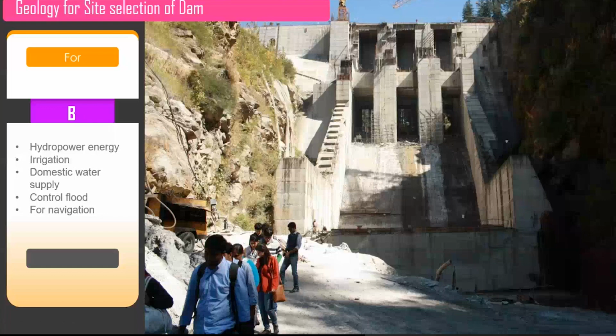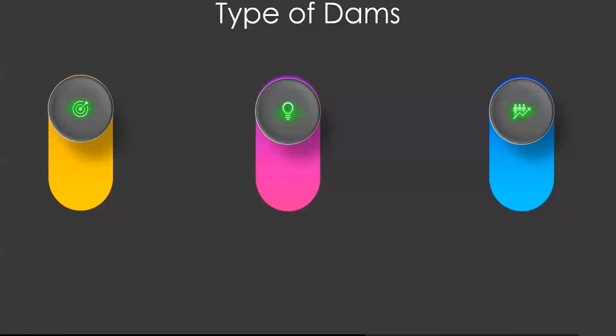Okay, so before going into the specific details of geology, there is a requirement of a basic idea about the different types of dams and the different processes which act on a dam. A dam, as I already discussed, is a solid barrier constructed across a valley to impound water. Dams can be classified into different types.